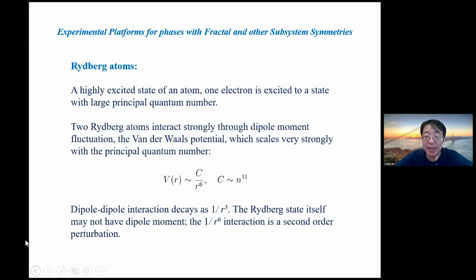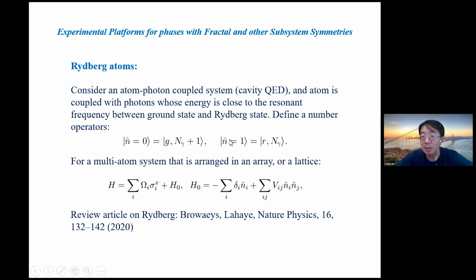Okay, so this n means the principal quantum number of the atom, and this n hat means the number operator of the Rydberg atom. They are very different things. I'm just running out of symbols. Okay, so in all the Rydberg atom simulation of condensed matter systems, the Hamiltonian everybody starts with is this one.